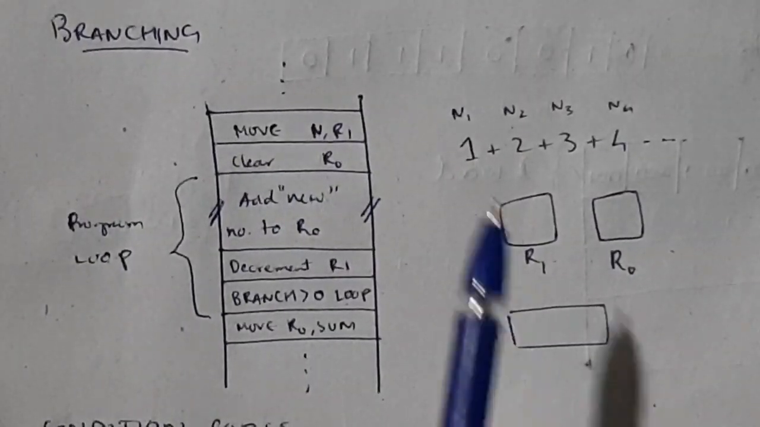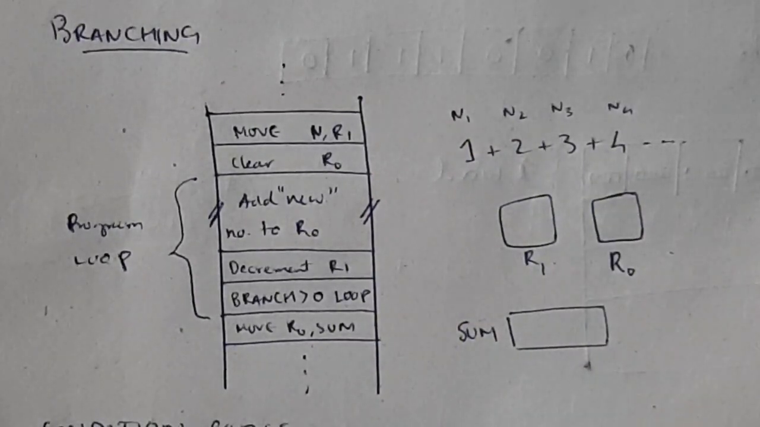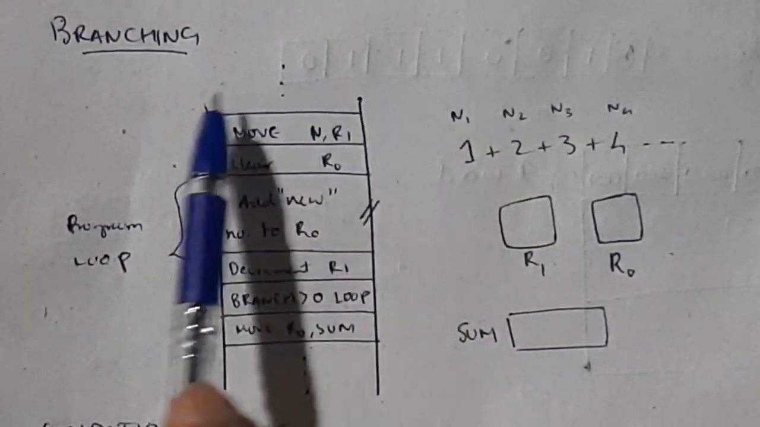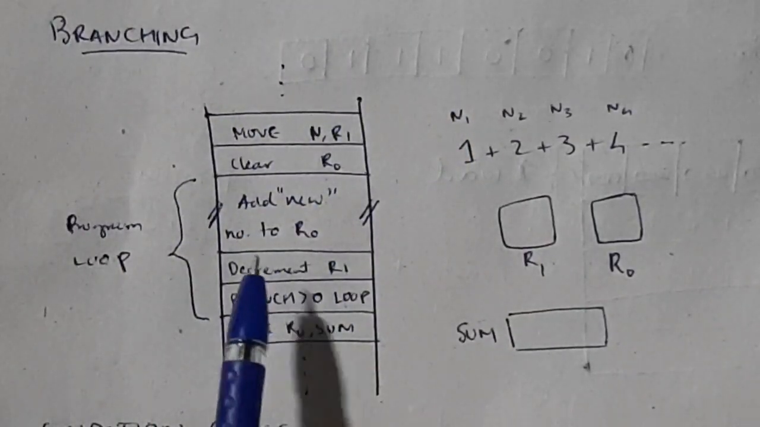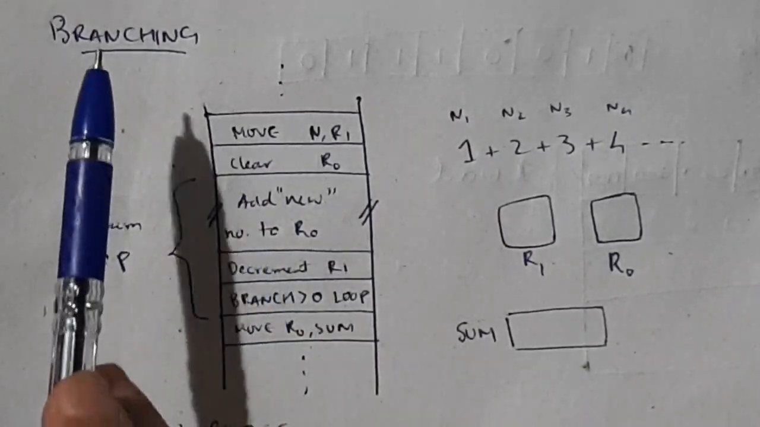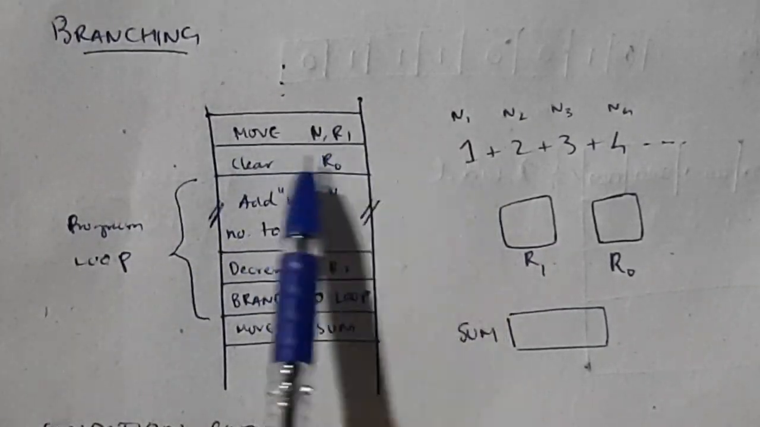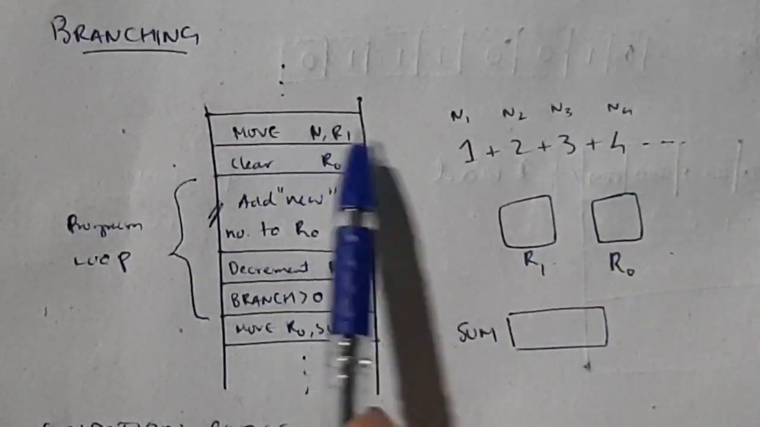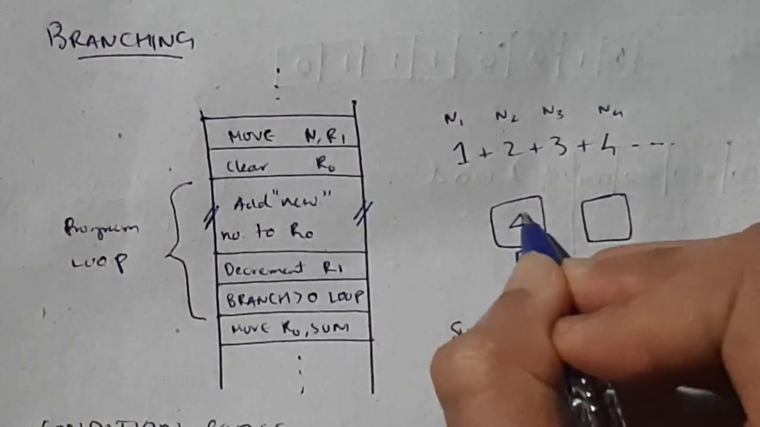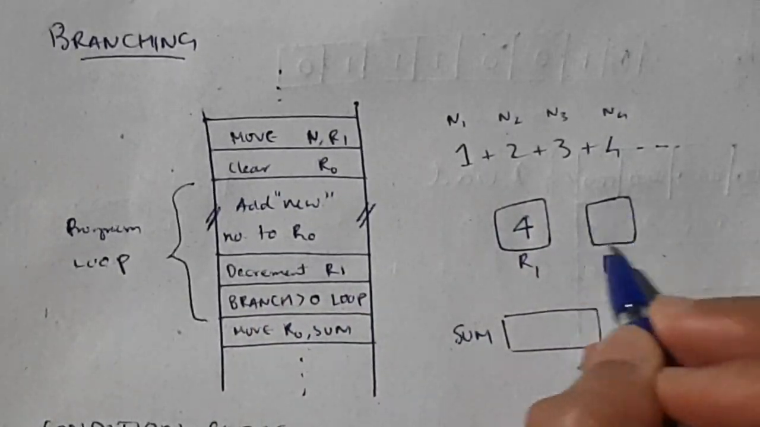Suppose there were many numbers I had to add, like 1, 2, 3, like that I had many numbers. Now for that, instead of writing again and again add n1, add n2, add n3, I can just write once, add a new number, and then repeat the same process again and again. That is known as branching. How will I do it? First see, move n to R1. N is the total number of digits. Suppose I had 4 digits, so n is 4, I will move 4 to R1 and clear R0. R0 should have nothing, it should be empty.